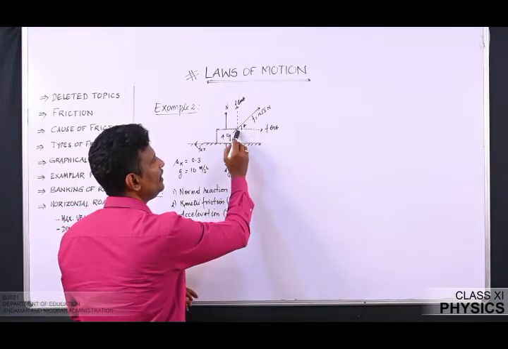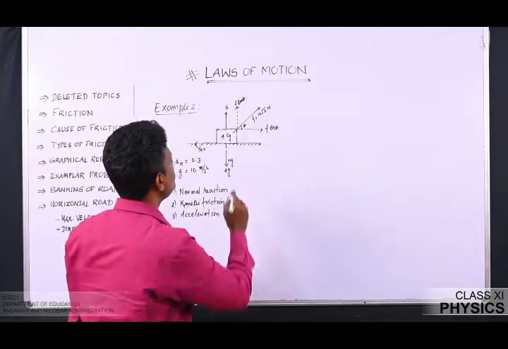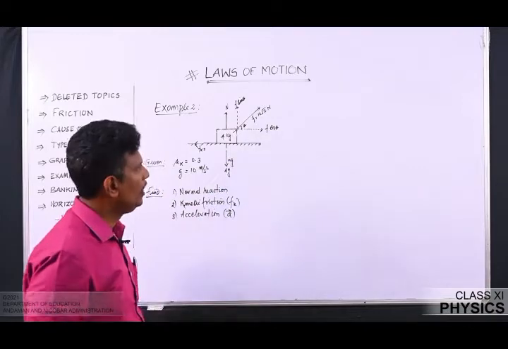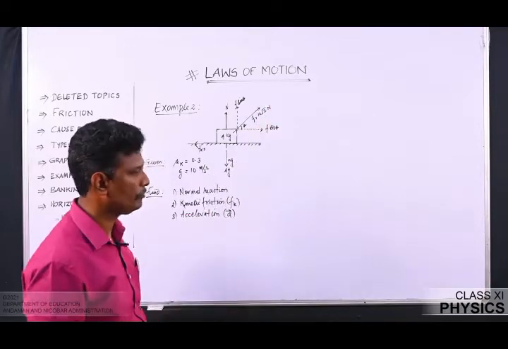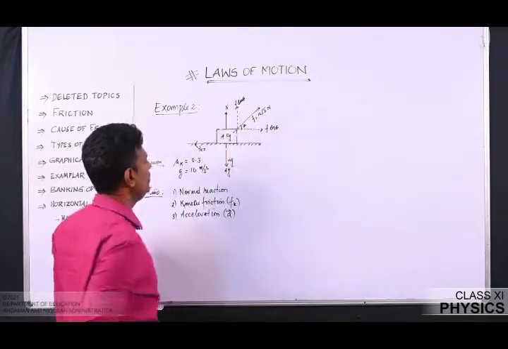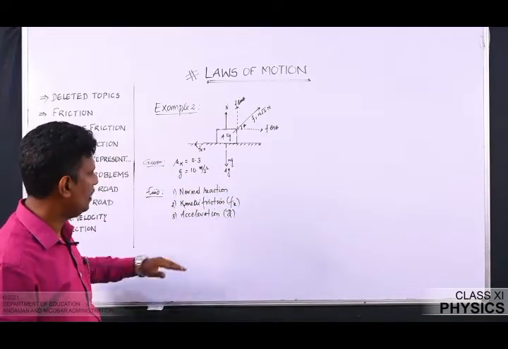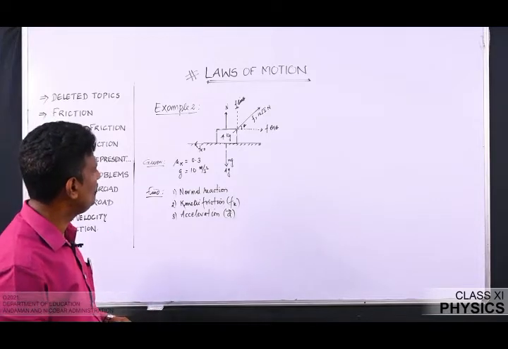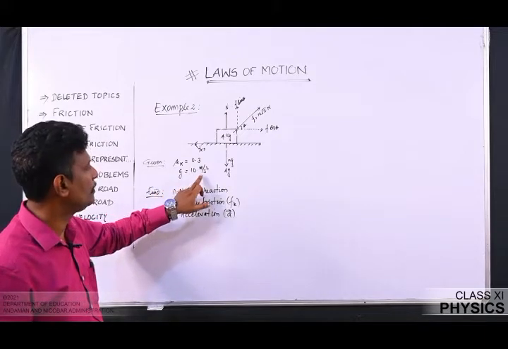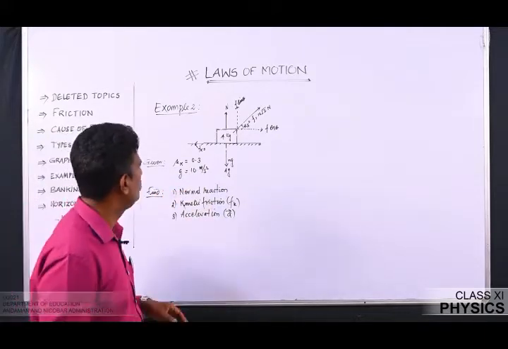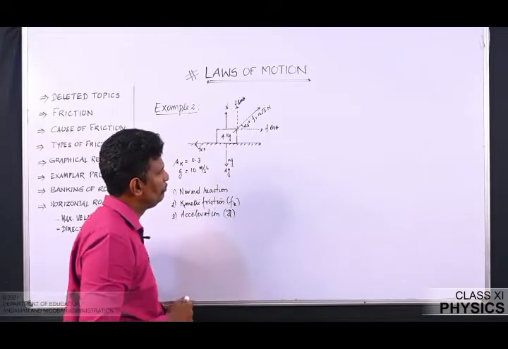Obviously, the nearby component will become F cos theta and the farther one is F sin theta. And the force given here is F is equal to 10 root 2 Newton. When a force is applied in this direction, we need to find normal reaction, kinetic friction and acceleration. What is given? Mu k is equal to 0.3 and g we have to take 10 meter per second square. Okay. Let us take the angle, instead of theta, let us take 45 degree.